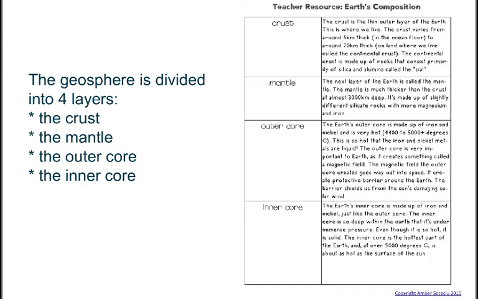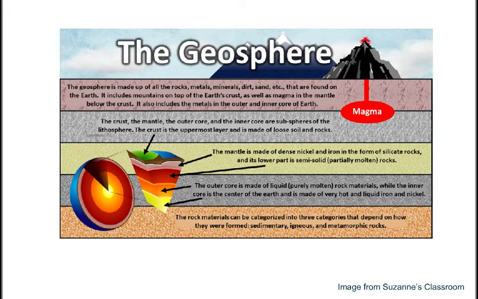Here's a little more information about the layers of the Earth. Did you know that the Earth's magnetic field is created way down in the outer core? This field reaches out into space and protects us from solar winds. As you can see, the geosphere is all the rock and mineral materials on Earth, from the summit of Mount Everest down to the depths of the inner core.